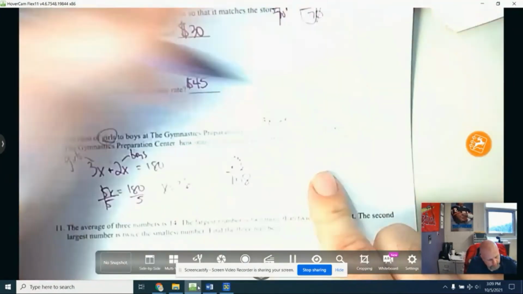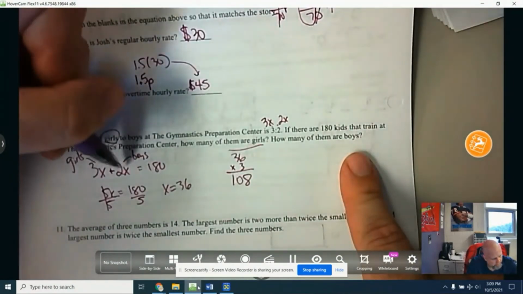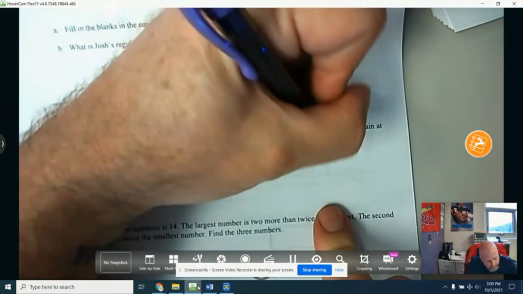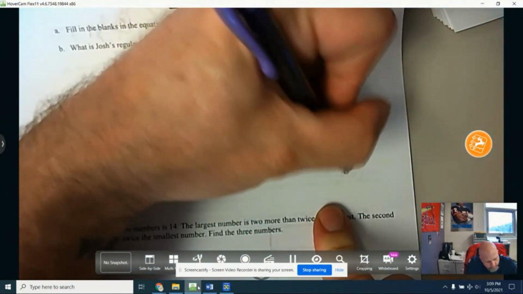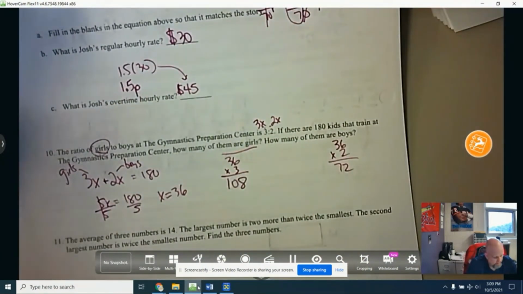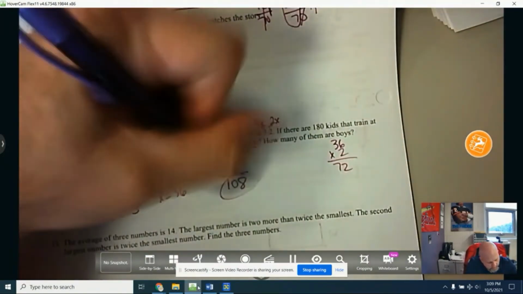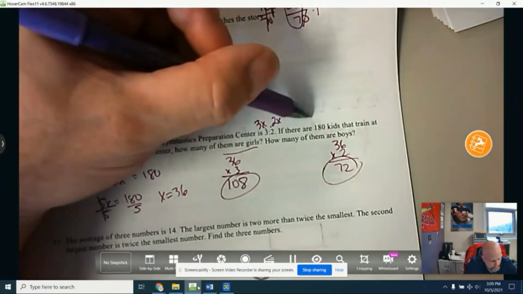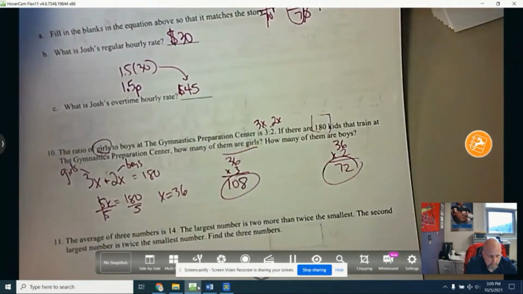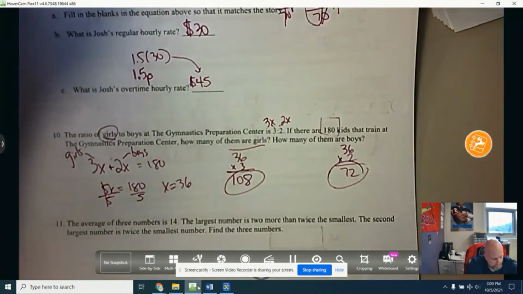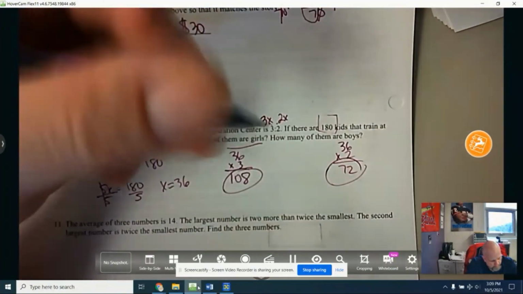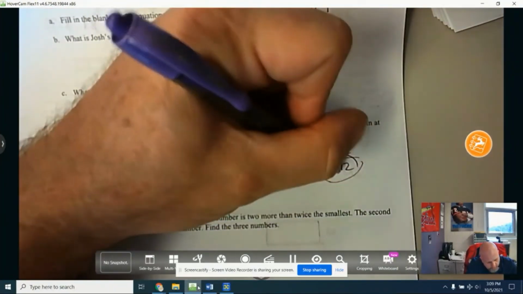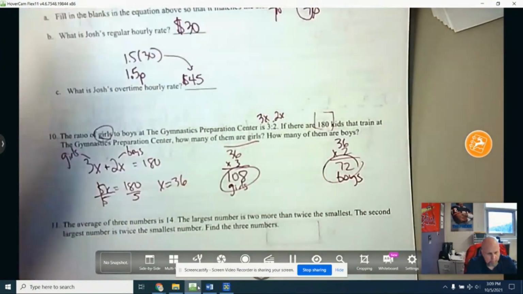And then how many are boys? Well, the boys, that was 2x. So you're going to take 36 times 2, which is 72. And if I did it correctly, 108 plus 72 should equal the total amount of kids there, which is 180, and it does. So put some labels on that. There's 108 girls, and there's 72 boys.